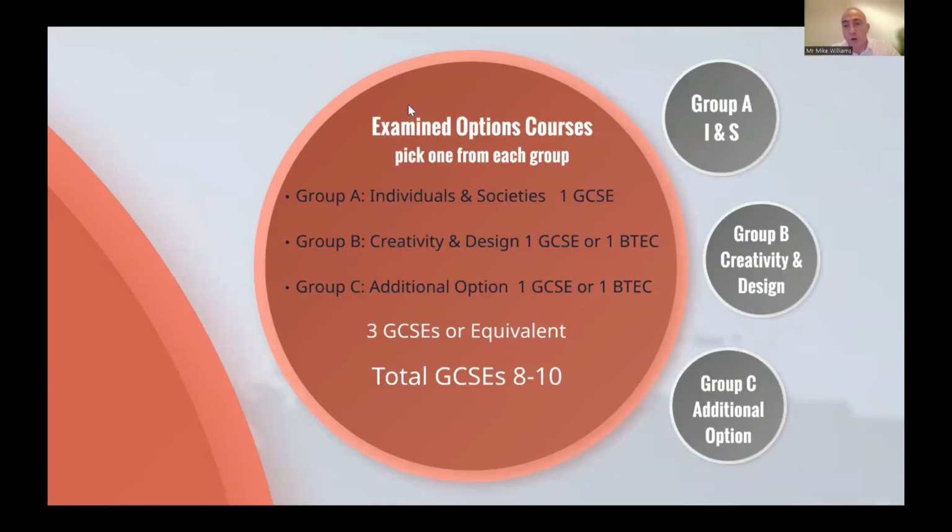So what we're here for mostly is to look at the options. Our option system has 3 groups of options. Group A, individuals and societies, used to be called humanities. Group B, creativity and design, and Group C is an additional option. So adding 3 GCSEs, A, B and C, to the already 5 to 7 GCSEs, in total your children will be doing between 8 and 10 GCSEs. Above 8 GCSEs is fine. It doesn't matter whether it's 8, 9 or 10. That's enough GCSEs to get onto any course and to go to university as well.